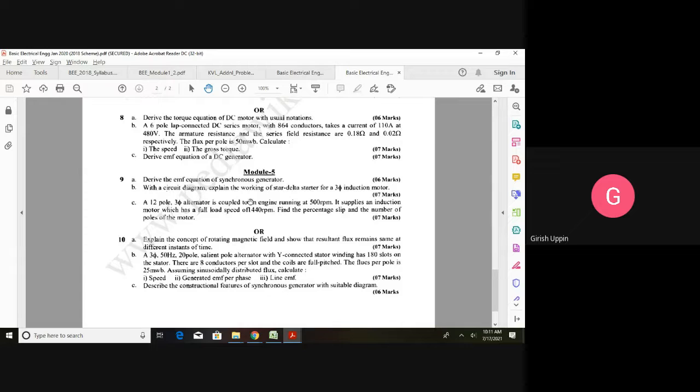With a circuit diagram, explain the working of a star delta starter for a three-phase induction motor. Then we have a problem. Explain the concept of rotating magnetic field. Show that resultant flux remains same at different instants of time. So this derivation we have to do. Then describe the constructional features of synchronous generator with suitable example. So construction we have to give for the synchronous generator.